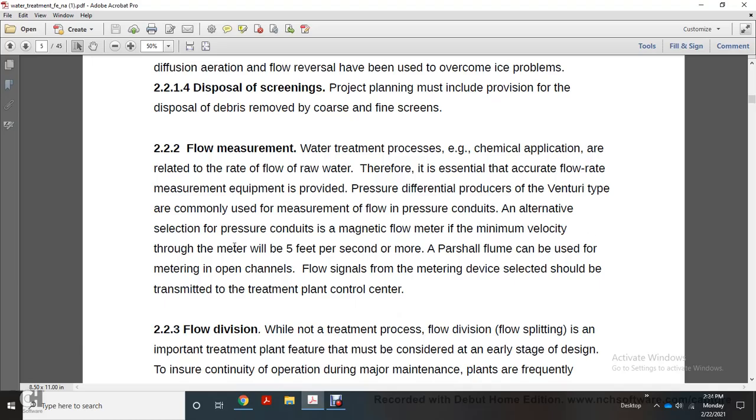If the minimum velocity through the meter will be 5 feet per second or more, a partial flume can be used for metering. Open channel flow signals from the selected metering devices should be transmitted to the treatment plant control center.